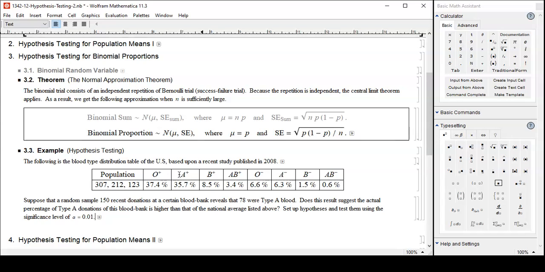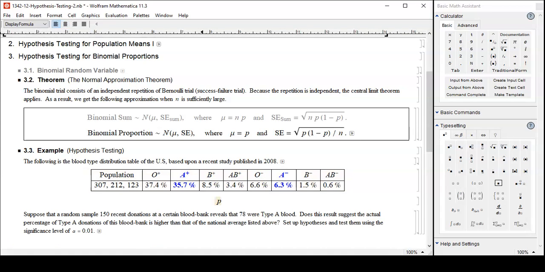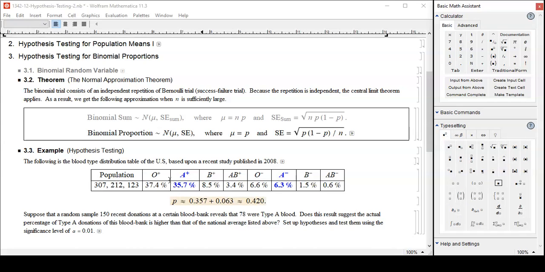What's the national average? Well, we have RH positive A and we have RH negative A. So the actual proportion, the national average, is 0.357 plus 0.063, and that's 0.420, 42%. Makes sense? 35.7 plus 6.3 percentage points, so you get 42%. So that's the national.